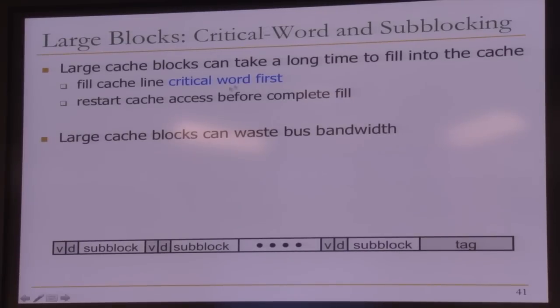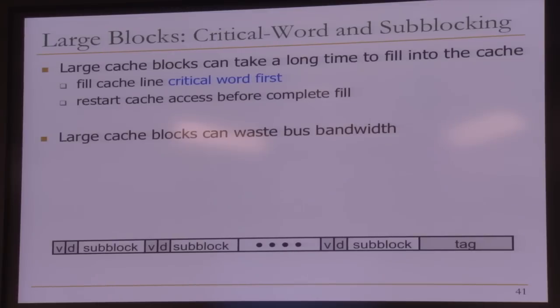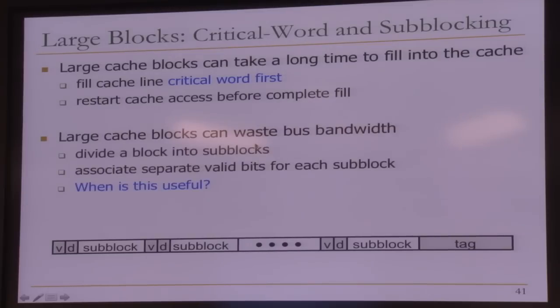It's actually employed in many systems today because the DRAM access latencies are very long. Imagine that this becomes a bigger problem if your block size increases. With 256 byte blocks, this is a bigger problem compared to 64 byte blocks. Large cache blocks can also waste bus bandwidth, and sub-blocking helps here, especially when you're doing streaming writes. You kind of discussed this earlier.